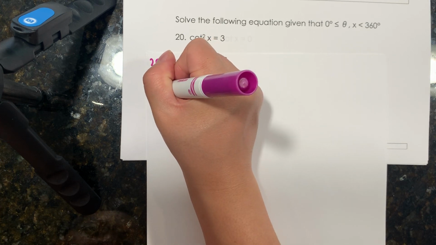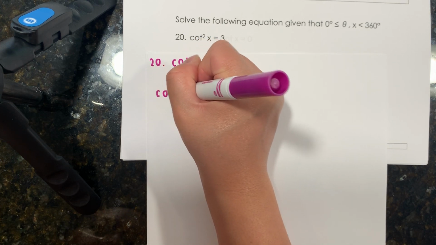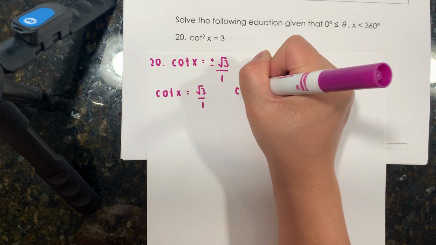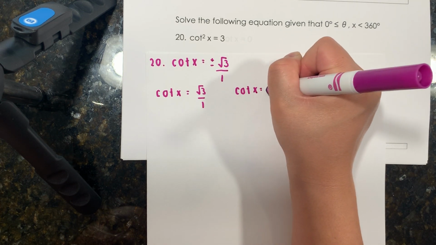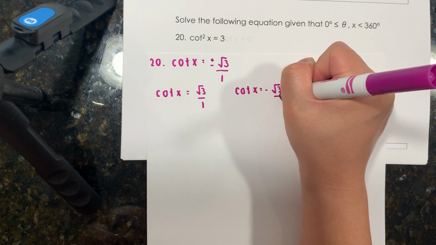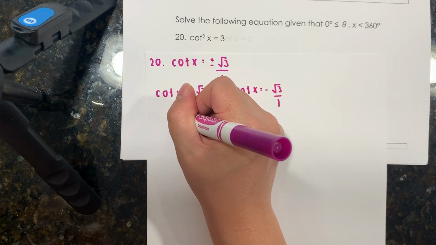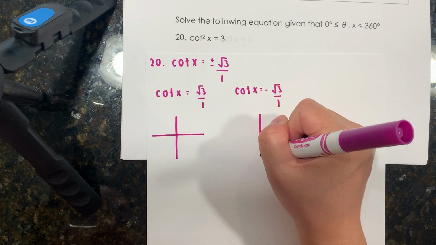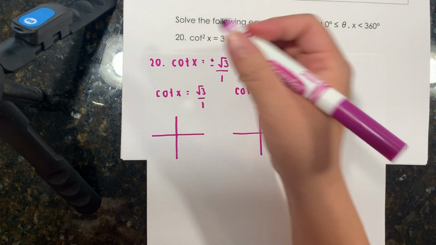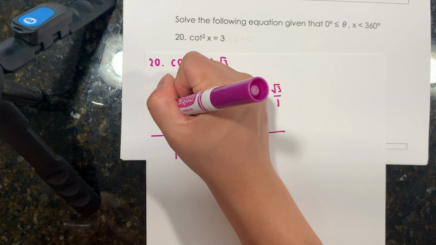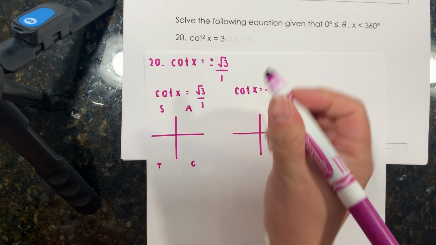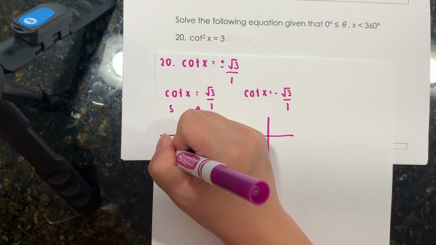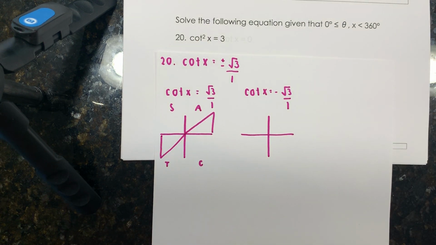I'm going to split that into two equations. So I'm going to have cotangent x is equal to positive root 3 over 1, and then cotangent x is equal to negative root 3 over 1. Now, cotangent being positive will follow the same as where tangent is positive and negative where tangent is negative. So I have All Students Take Calculus. Everything is positive in quadrant 1, and then tangent is positive in quadrant 3.